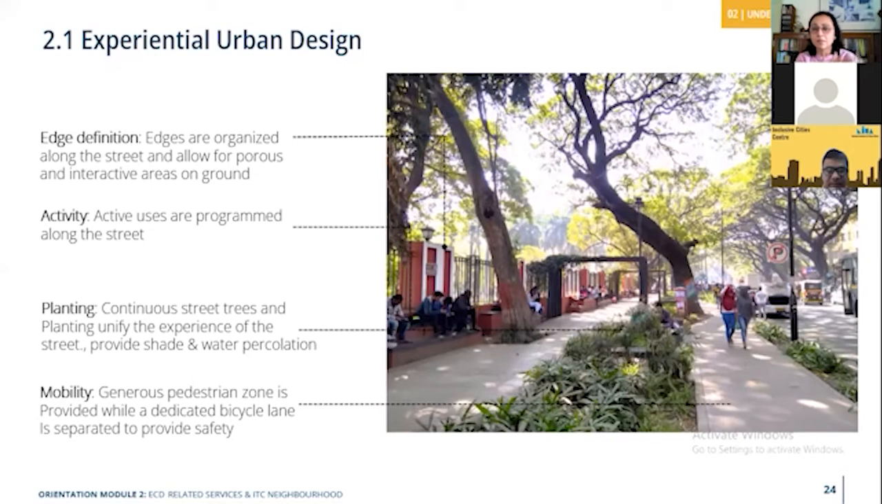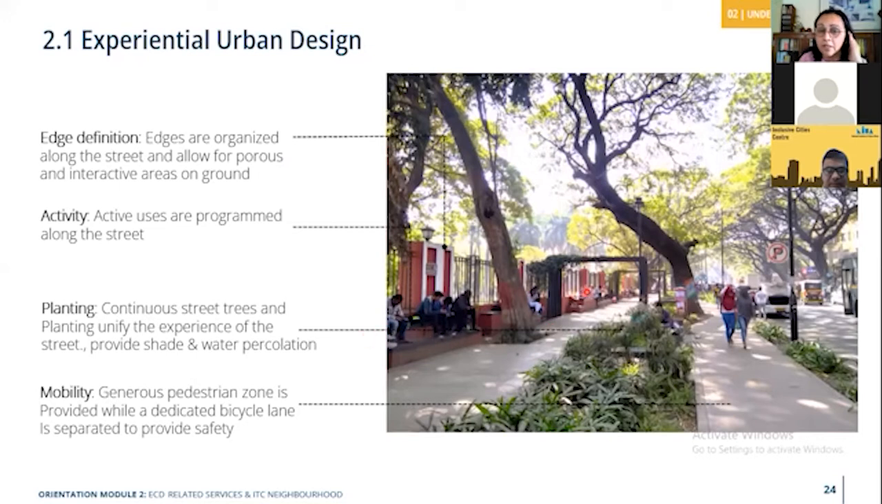It is transparent, it is connecting. So it's not a blank wall. क्योंकि हम जहाँ पे भी blank wall देखते हैं, we will see that it is abused. It is made dirty. There are posters which are stuck there. So there are a lot of issues. So there is an edge definition. There is a possibility of having some activity.